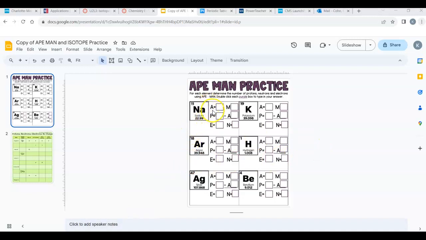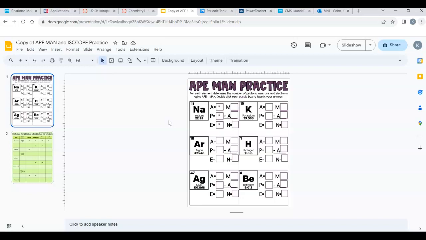So A is going to be for my atomic number. So for sodium, that's going to be 11. So it's always going to be the smallest number in the box. So my A is going to be 11. Now remember, right now we're talking about neutral atoms. So A is going to be equal to P is going to be equal to E. So our atomic number is going to be equal to our protons. So I'll go ahead and put that in for my P. And it's also going to be equal to our electrons. Okay, so for our purposes today, it's really easy. APE is going to be all the same numbers. So A is equal to P is equal to E.